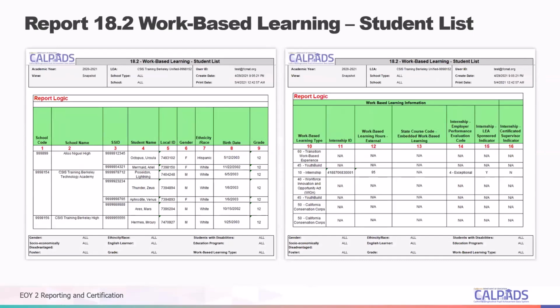And then the supporting report for 18.1, of course, is 18.2, work-based learning student list. And this is where you can see the individual details of the student, their demographics, the work-based learning type. And if it's an internship, you can see the associated or the conditional fields related to internships.